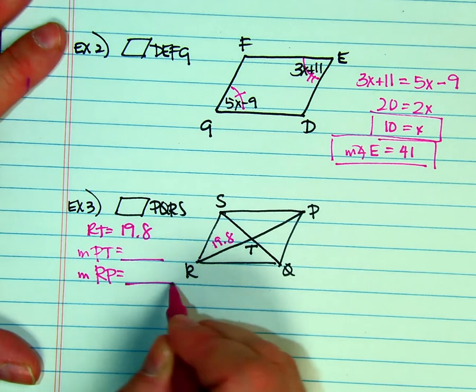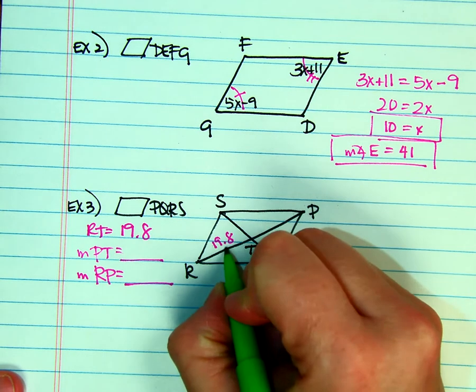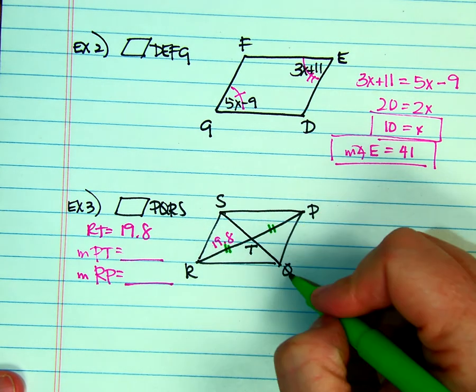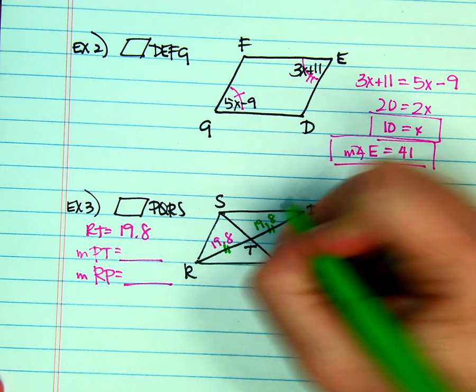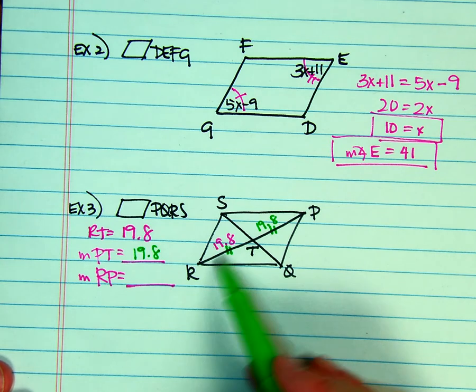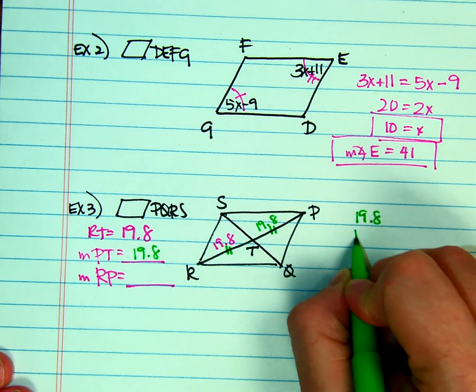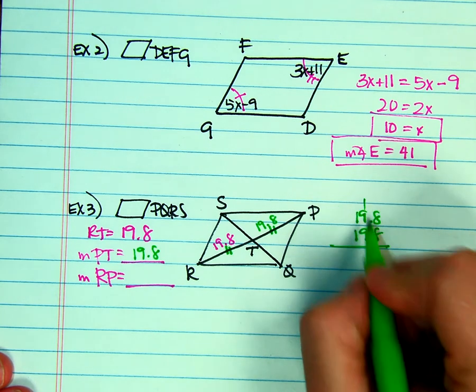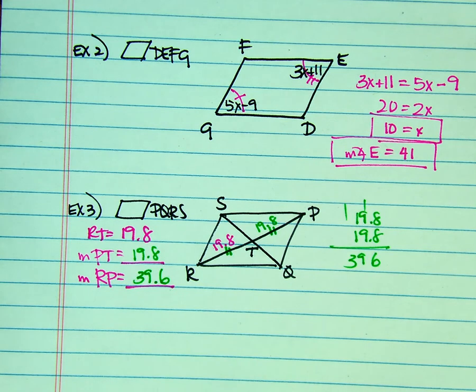So if this is 19.8, again, I'm going to use my properties. I know that these are congruent because diagonals bisect each other. So if this is 19.8, then this also has to be 19.8. So PT is also 19.8. RP is the length of all of it. So using my segment addition, I have 19.8 plus 19.8 gives me 39.6. So again, you have to know the properties in order to be able to set up the equations and to solve and to answer what is being asked.